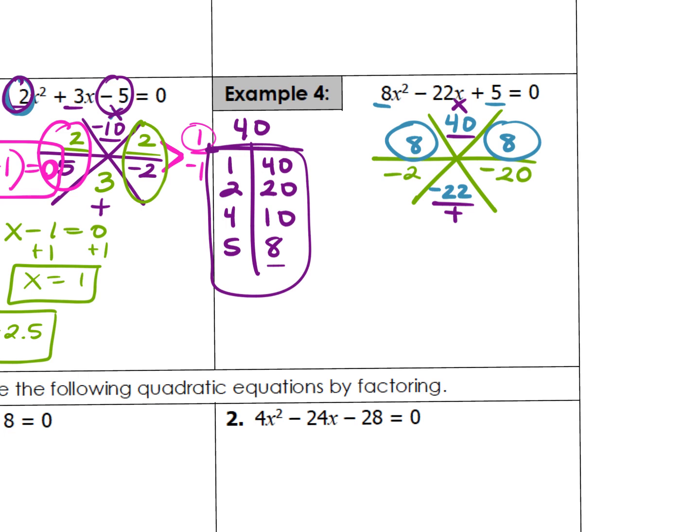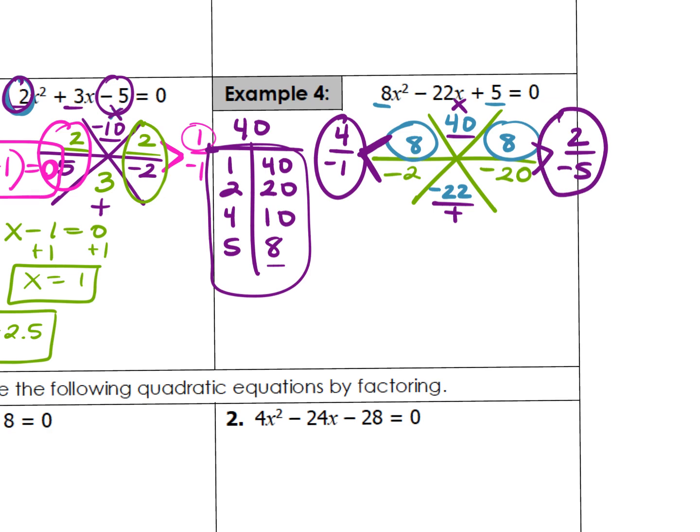Okay, now here's the deal. Both of these need to be reduced. What does 8 over negative 2 reduce to? 4 over negative 1. What does 8 over negative 20 reduce to? If you divide by 4, you get 2 over negative 5. So those are your two.